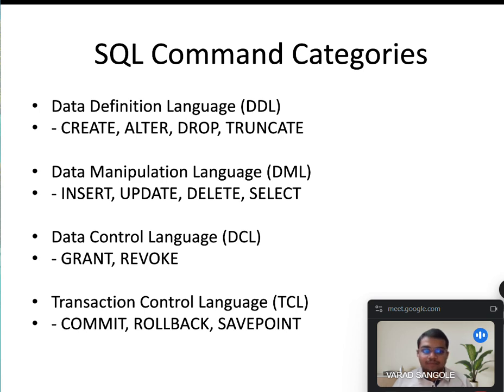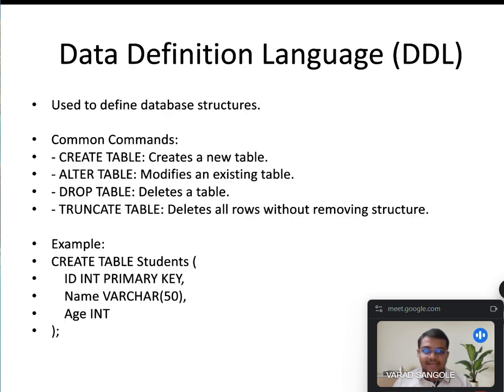So let's start with them. First, let's start with the data definition language. Examples of the data definition language are create, alter, and drop. We are going to see them one by one. DDL commands help in creating and modifying database structure. Some key DDL commands are create table, which helps us to create a table. Then alter table. With the help of the alter keyword, we are going to modify the table.